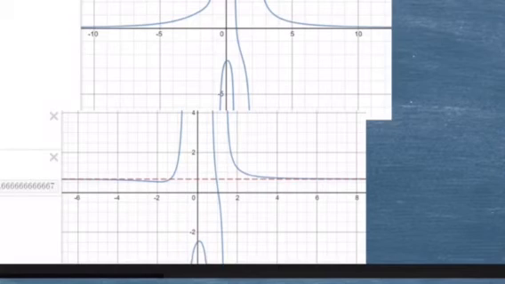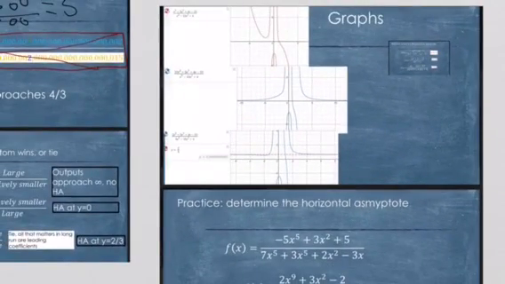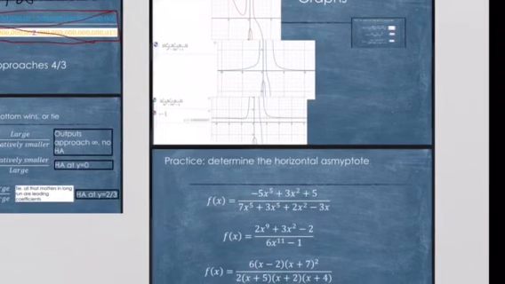Now, a common misconception about horizontal asymptotes is that you can't cross them. You can, because horizontal asymptotes only show up when x is becoming really big, when x approaches infinity. So when x is really small, it's okay if it crosses. But over time, as x becomes larger, we must approach it. So we're approaching 2/3 as x becomes larger. Okay, so now you can do these practice problems. Pause the video, and try to determine the horizontal asymptote of these 3 functions. And we will go over answers in a second.